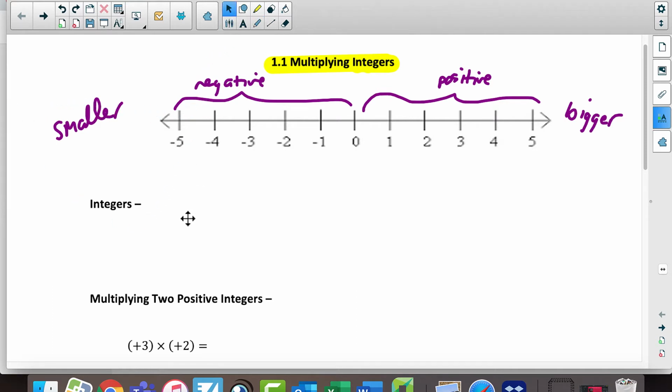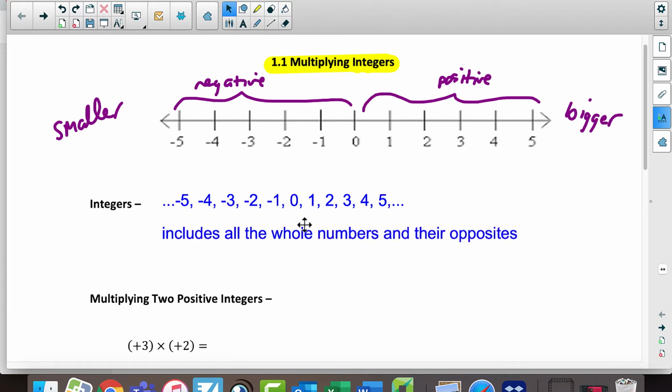So here's your integers right here. You see these dots right here? That means continues on forever. It looks just like the number line, doesn't it? It really does, and those are the integers. It includes all the whole numbers. Whole numbers are 0, 1, 2, 3, 4, 5, 6, 7, 8, 9, 10, 11, 12, and also their opposites. The opposite of 1 is -1. The opposite of 2 is -2. The opposite of 3 is -3, etc. Opposite of 0, still 0.